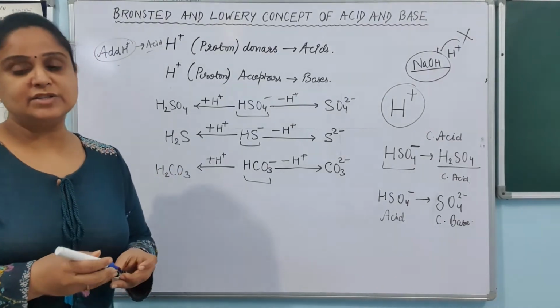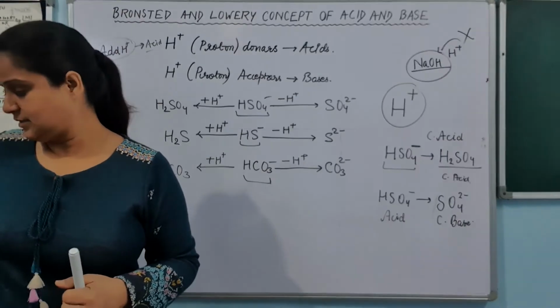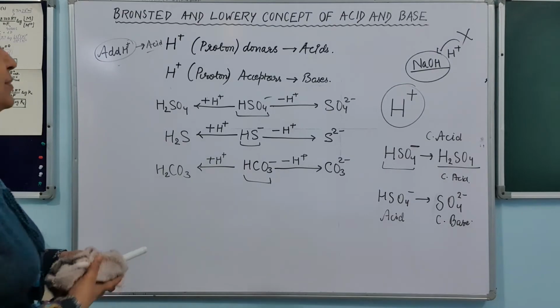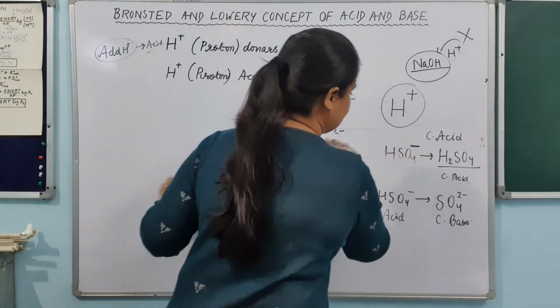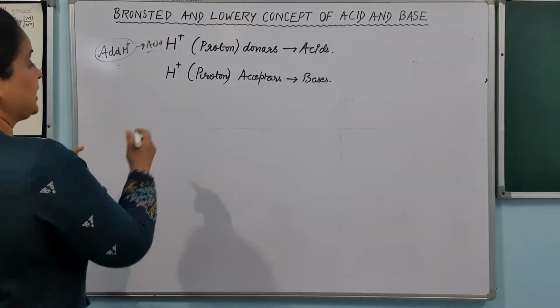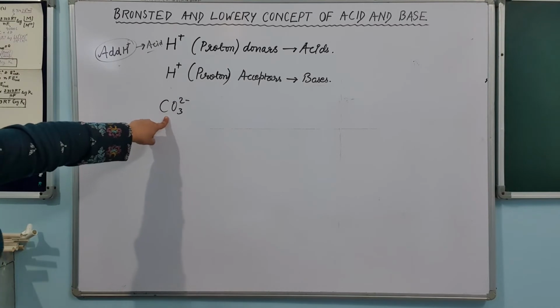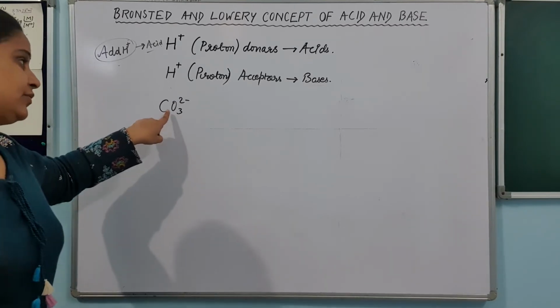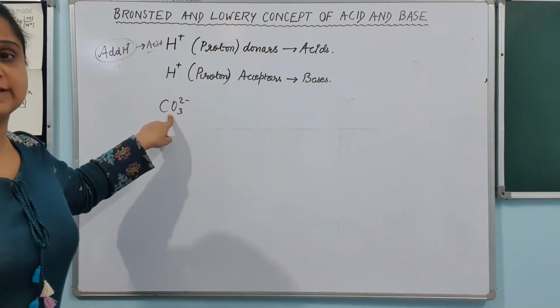Okay. Now let's solve one question related to this particular topic and tell me what are the conjugate acid and base pairs in this particular case. So I am taking an example. Now tell me, CO3 2 minus is the species. You just tell me the conjugate acid of this CO3 2 minus. Conjugate acid I am asking.